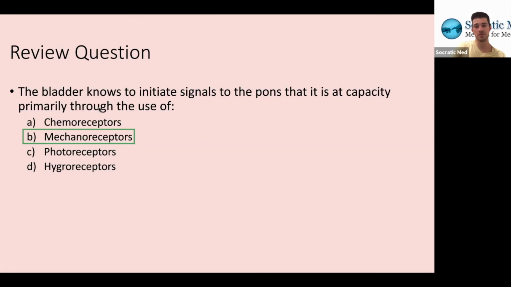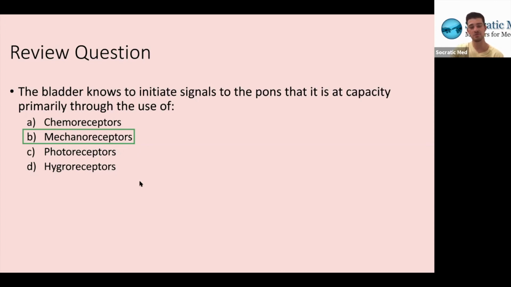So A, chemoreceptors is not correct for a couple of reasons. There aren't chemoreceptors in the bladder, and that's not the way the bladder measures how full it is. Chemoreceptors are found in blood vessels, probably a couple of other parts of the body, but they help detect different chemicals in the body, like elevated levels of CO2, for example. They'll increase ventilation rate. C, photoreceptors are not true either. Those are found in the eyes. Those are your rods and cones. Any sort of receptor that is sensitive to light or electromagnetic waves are photoreceptors, so those aren't in the bladder.